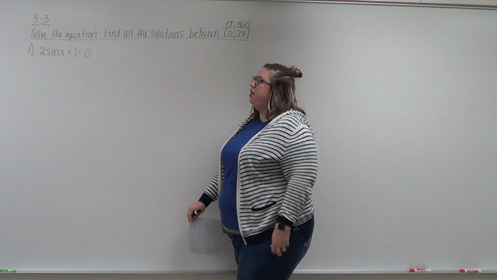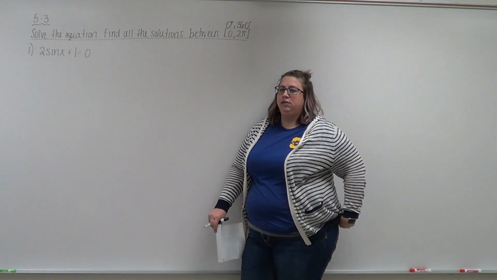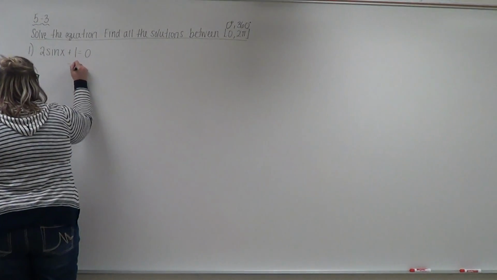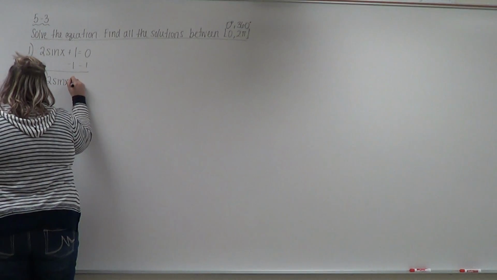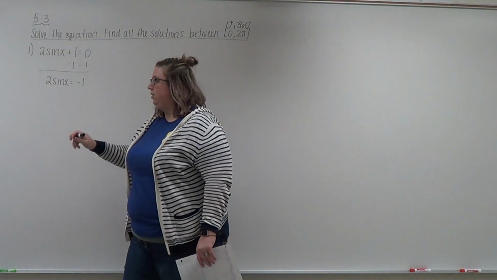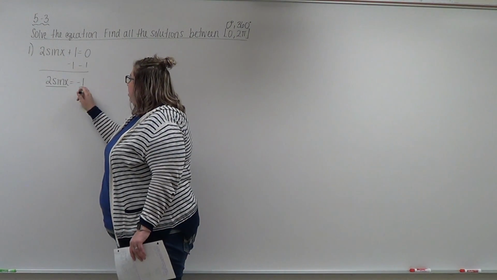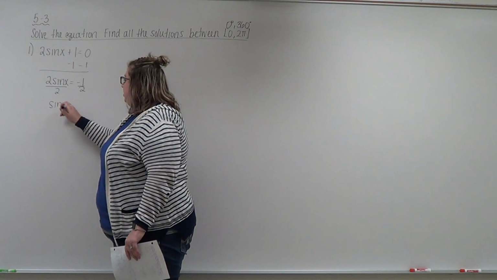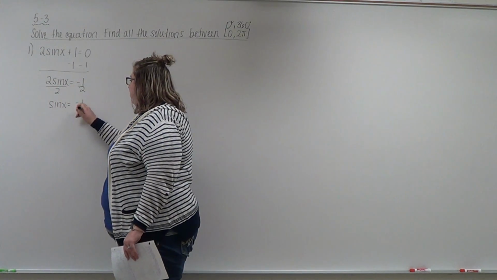Alright, so how do you think you would solve this equation for sine? Subtract 1, and then divide by 2, right? So I get sine is equal to negative a half.